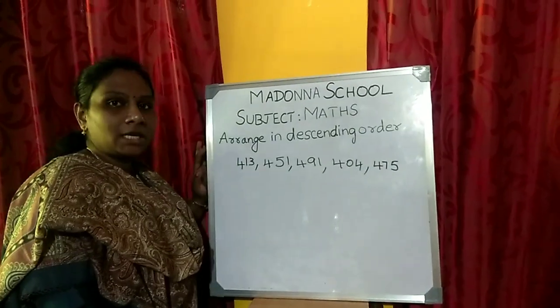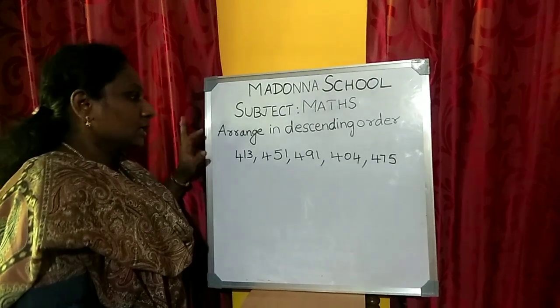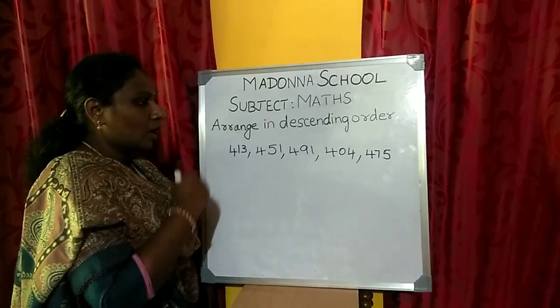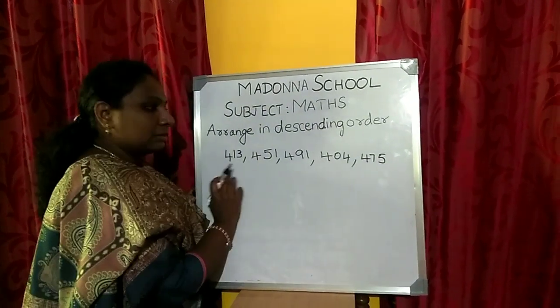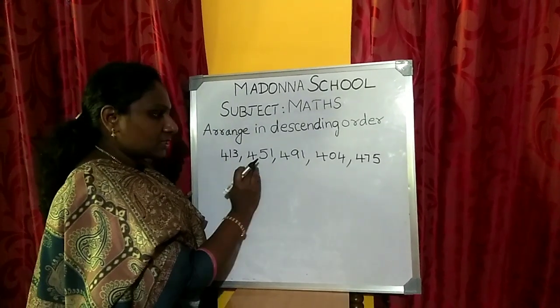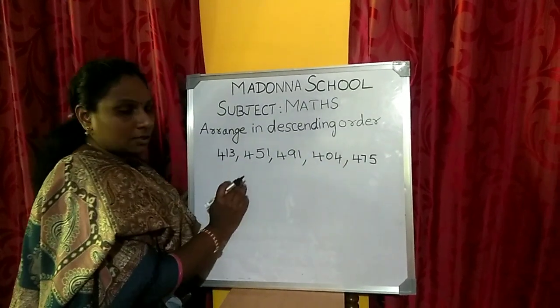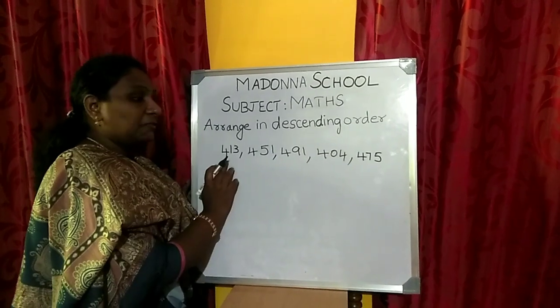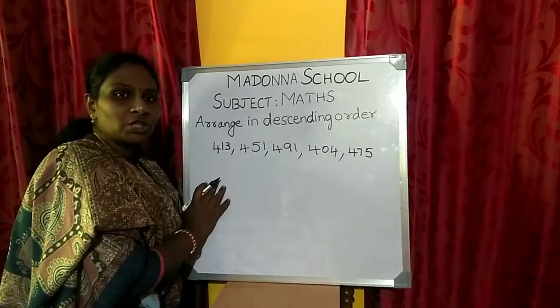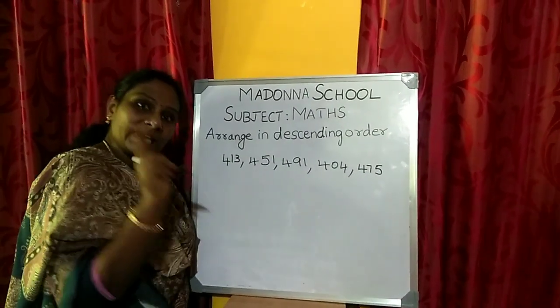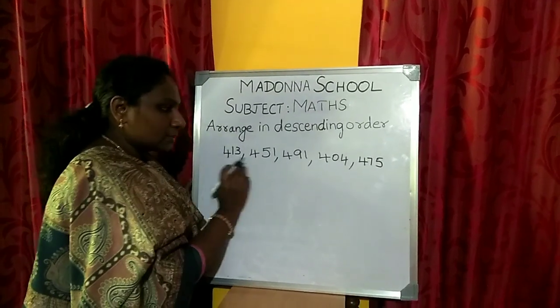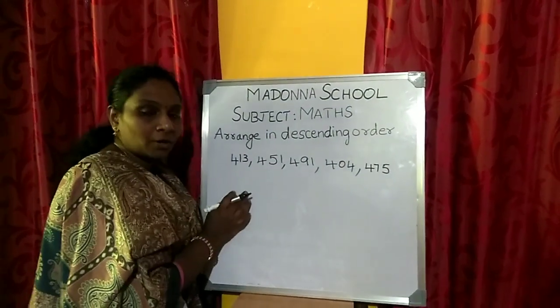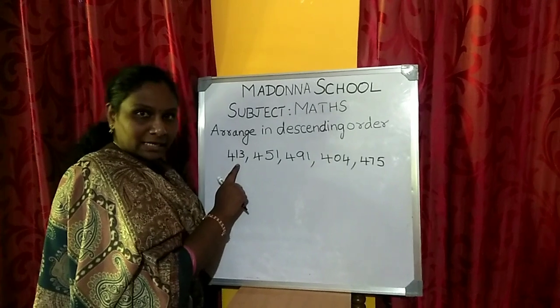Now we will see another example. See, children, in these numbers, all the numbers are 3-digit numbers and the first digits are same. Okay, the first digits are same. If the first digit is same, what should you do, children? You should compare the second digit. Because all the first digits are same, you should compare the second digit.